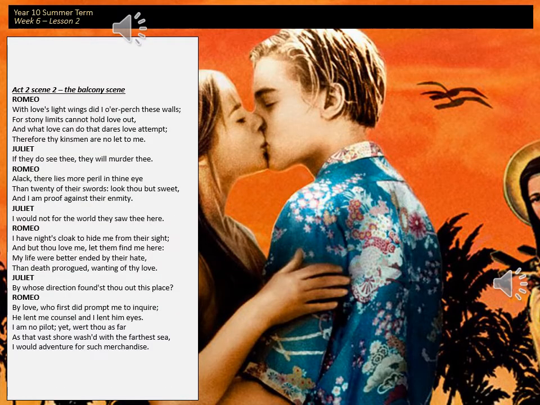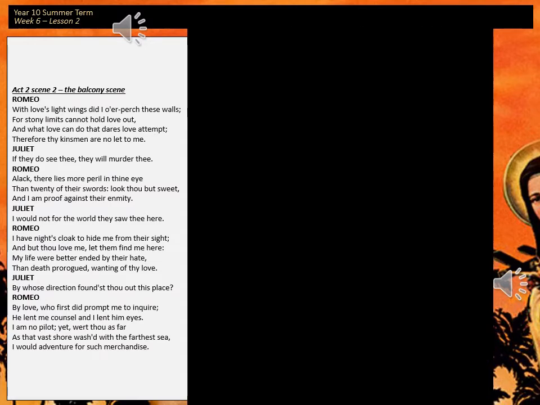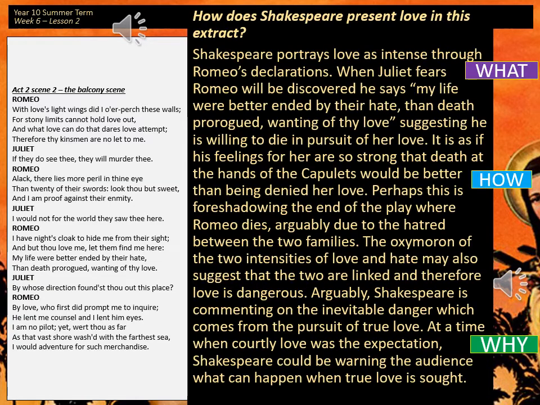So taking my analysis, I might end up with a paragraph that looks like this. Shakespeare portrays love as intense through Romeo's declaration. When Juliet fears Romeo will be discovered, he says, "My life were better ended by their hate than death prorogued wanting of thy love," suggesting he is willing to die in pursuit of her love. It is as if his feelings for her are so strong that death at the hands of the Capulets would be better than being denied her love.